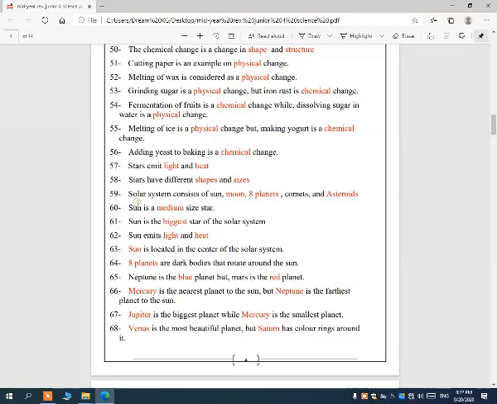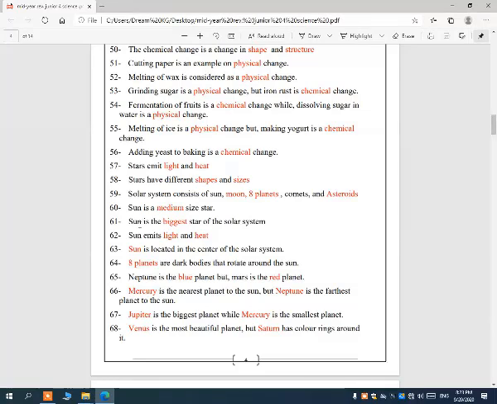59. The solar system consists of the sun, moon, 8 planets, comets, with asteroids. I can write asteroids or write other bodies, or meteoroids. Yes, the solar system consists of the sun, moon, 8 planets, comets, asteroids, meteoroids. Number 60. I said the size of the sun is medium. The sun is a medium-sized star.